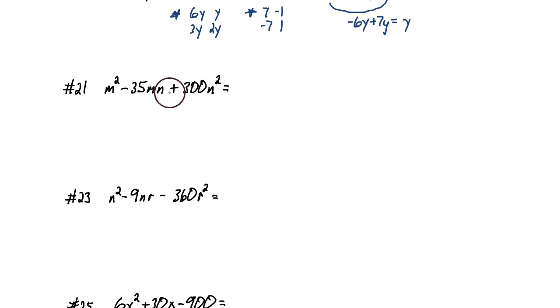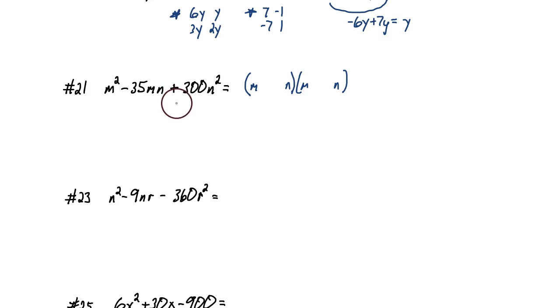Number 21, there is no GCF, and this is not a perfect square trinomial. So let's try FOIL. 2 sets of parentheses. M times m is our m squared. Now what times what is 300n squared? They're both going to have an n. Now let's think about how we can make the positive 300.